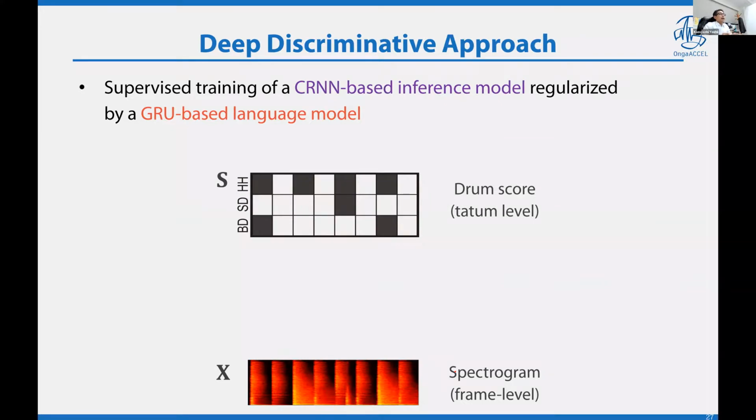Okay, so here we take a deep discriminative approach. This is somehow different from the deep generative approach, but we are now going towards the pure, genuine deep generative approach. So this is an intermediate report of research progress.